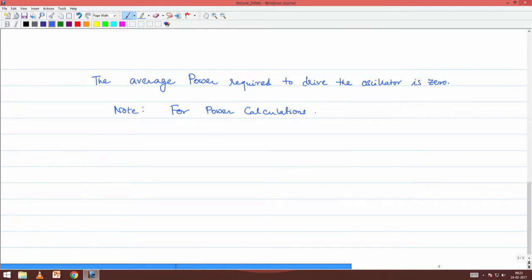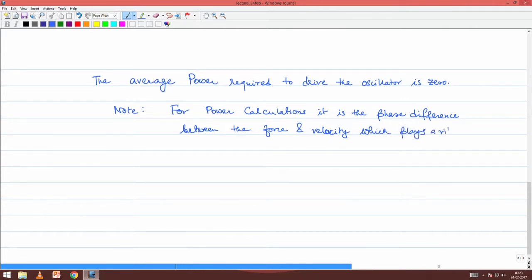So, for power calculations, it is the phase difference between the force and velocity which plays a vital role. Okay. So, now we will go to the acoustic case.